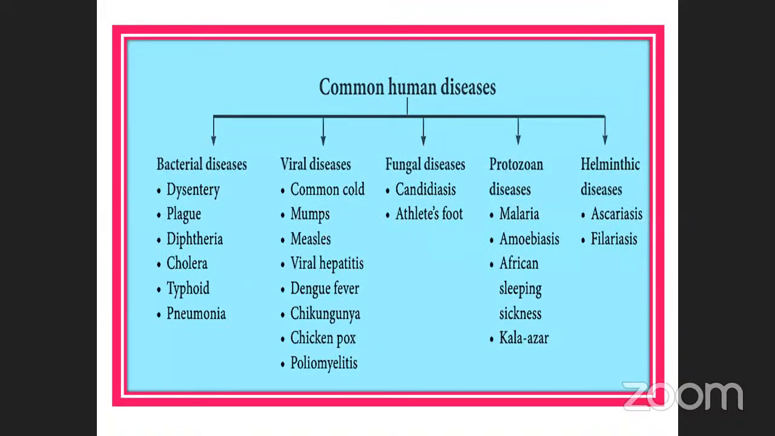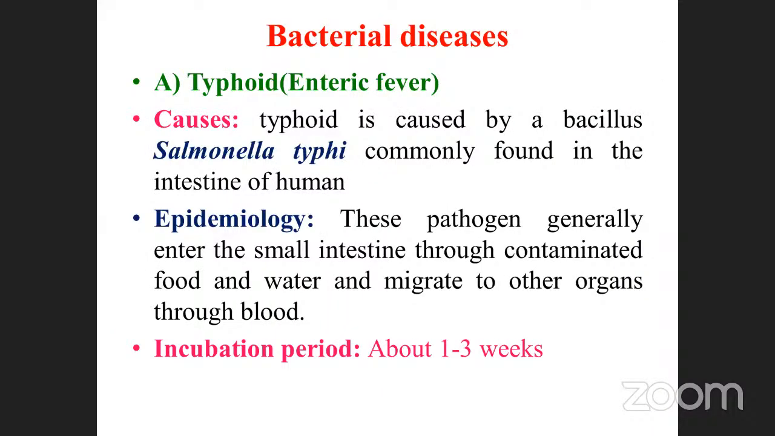See here, we already saw all these common human diseases. Bacterial diseases: dysentery, plague, diphtheria, cholera, typhoid, pneumonia. Viral diseases also we already saw: common cold, mumps, measles, viral hepatitis, dengue fever, and so on. Fungal and protozoan diseases also. Helminth diseases, Ascaris lumbricoides, isn't it? Now we are going to see one by one very deeply. Just to note it down, you have to put it in a small tabulation format. Then it will be better for your identification, understanding and retention.